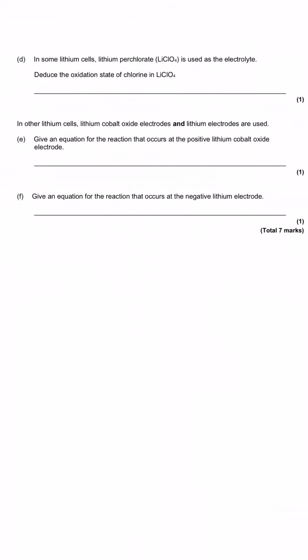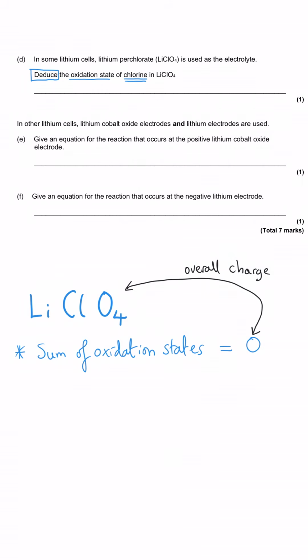In some lithium cells, lithium perchlorate, LiClO4, is used as the electrolyte. Deduce the oxidation state of chlorine in LiClO4. Well, to deduce the oxidation state of anything, we need to do two things. First of all, we need to acknowledge that the sum of all of the oxidation states of all of the atoms is equal to the overall charge. Well, LiClO4 doesn't have any charge. That means these oxidation states add up to 0.